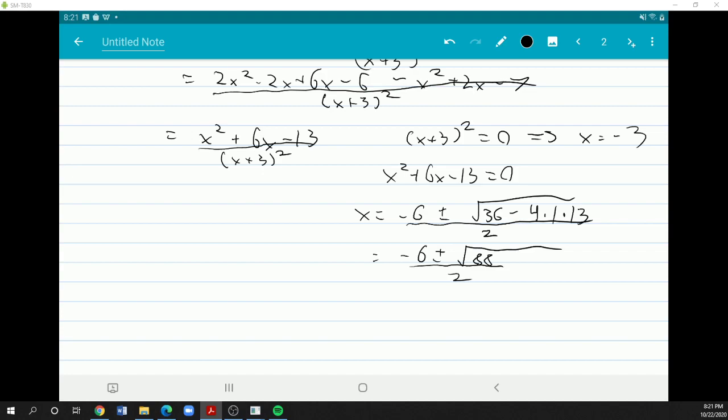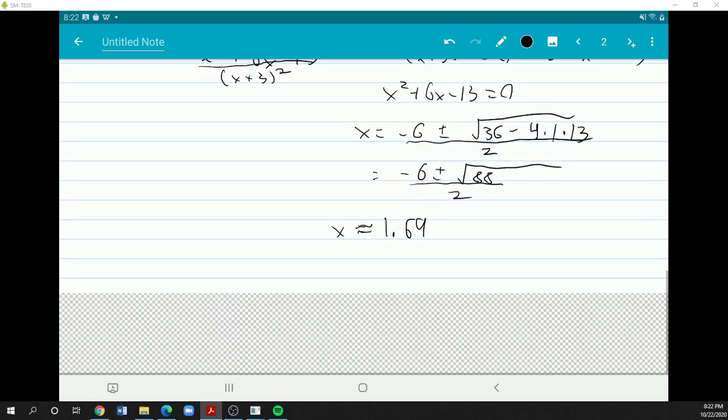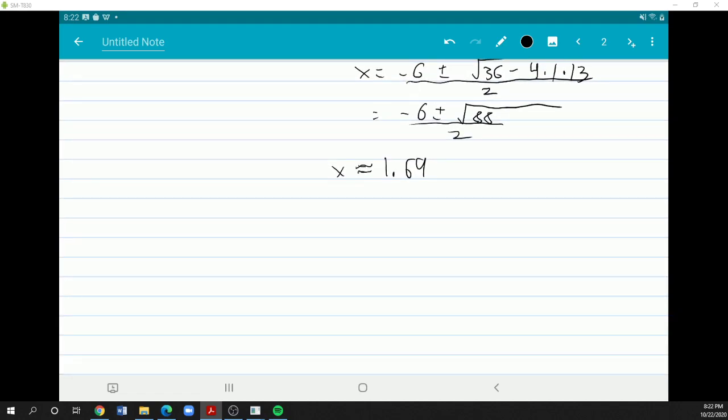But let's check minus 6 plus square root 88. Divide that by 2. I get x equals 1.69, roughly. Again, we threw out one of the solutions because it didn't land in the interval. Okay, so now we just plug in everything. So h of 0, h of 1.69, h of 2, and what do we get?